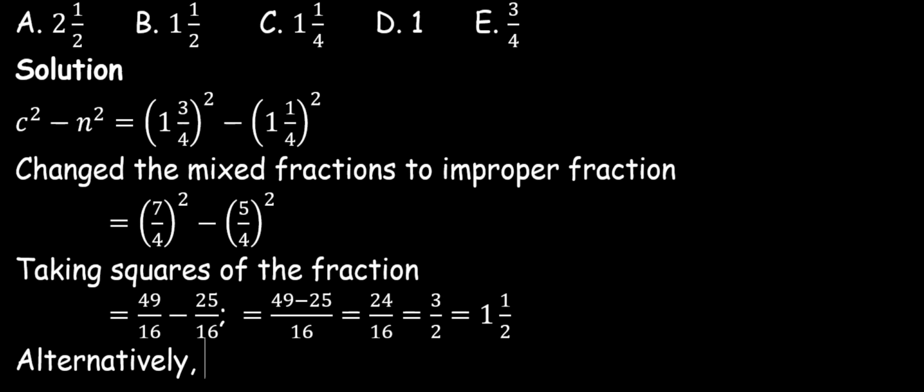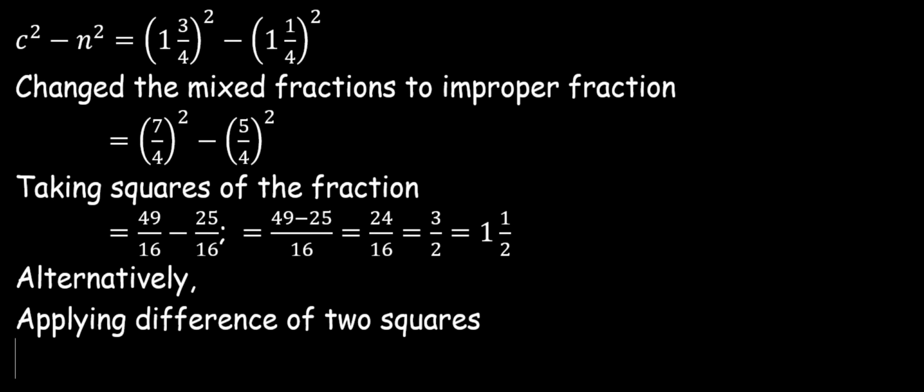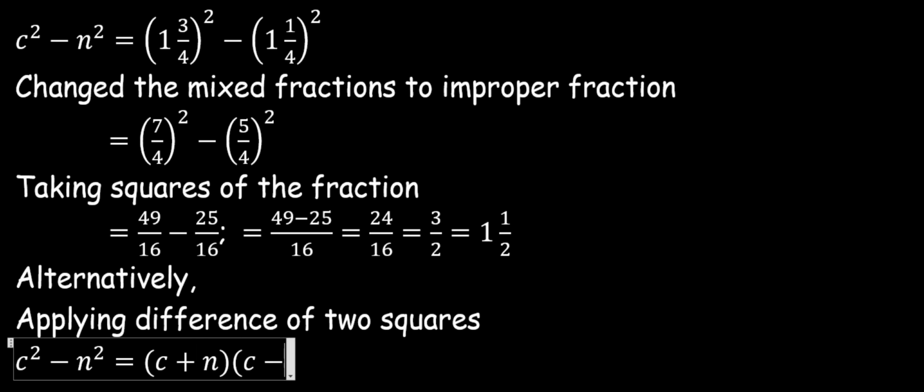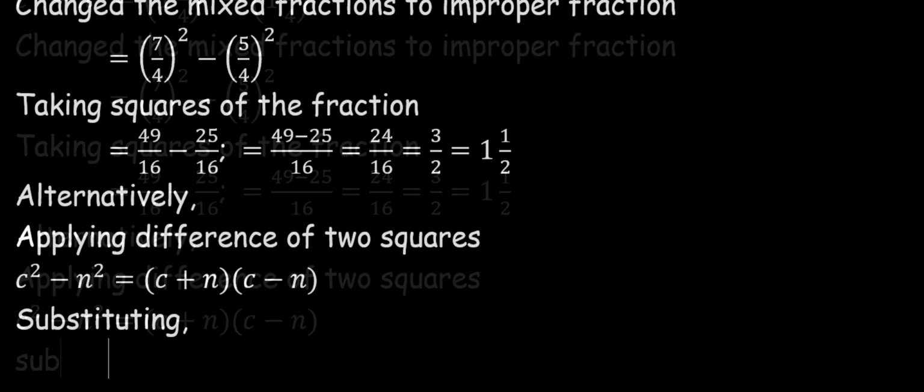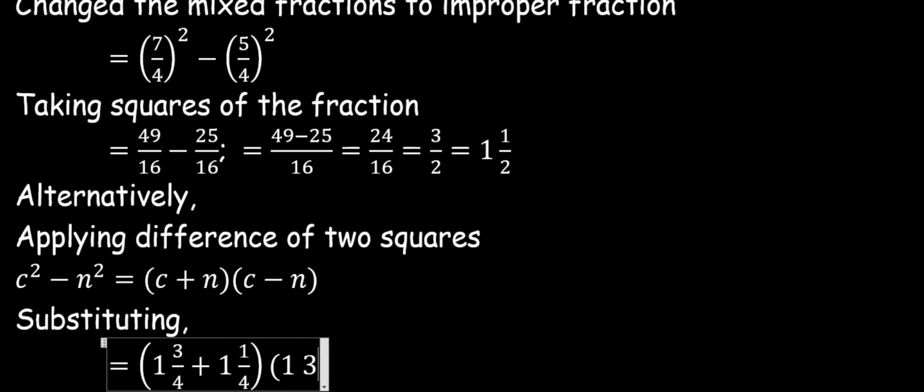Alternatively, we can apply difference of two squares. C squared minus N squared will be equal to (C plus N) (C minus N). Substituting, we have (1 whole number 3 over 4 plus 1 whole number 1 over 4), then bracket open again. This bracket has been closed. So we have (1 whole number 3 over 4 minus 1 whole number 1 over 4).